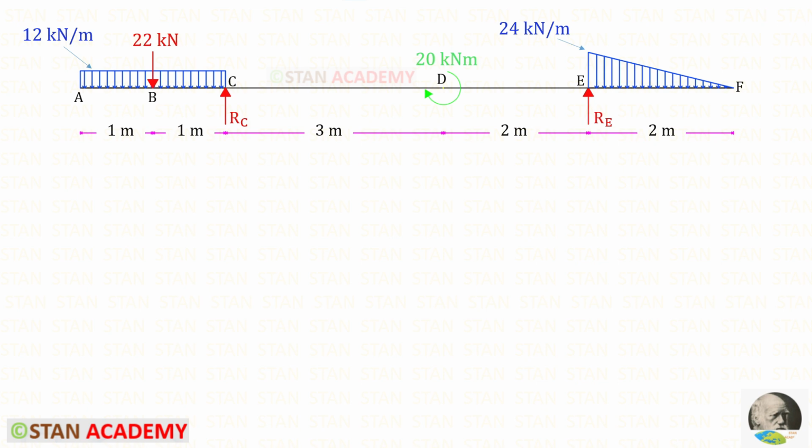On the right side there is an overhang EF, which is 2 meters in length. Here there is a uniformly varying load which varies from 0 at F to 24 kN per meter at E. The portion CE is simply supported. At point D there is a concentrated moment of 20 kN-m. It is acting in the clockwise direction.